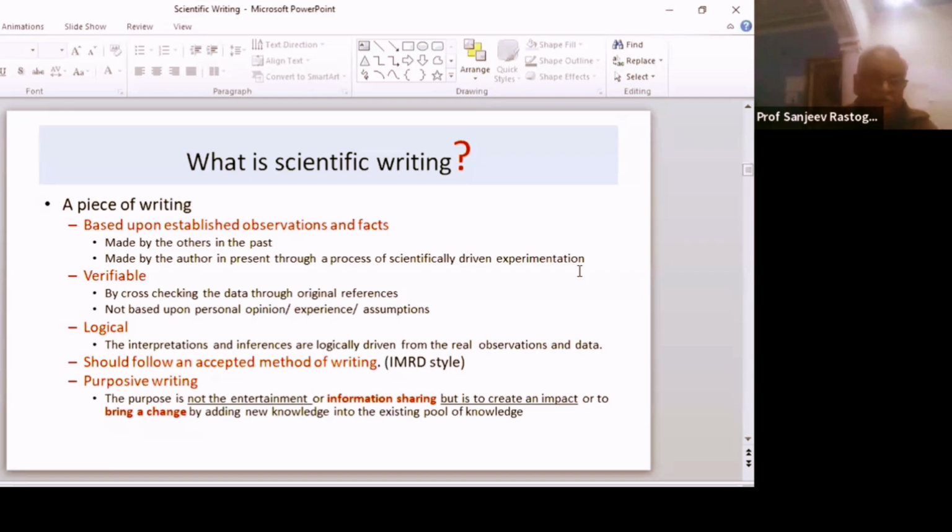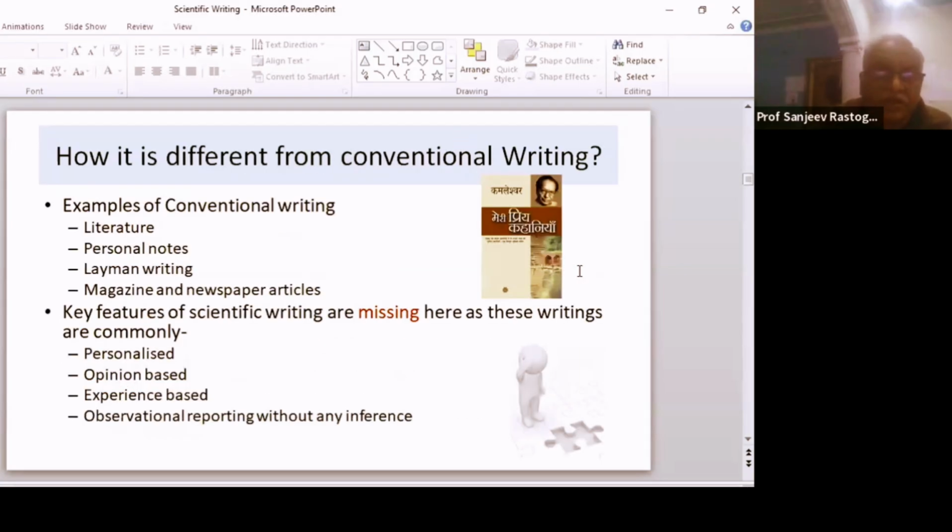The moment you start writing, it should have a clear objective of what you are writing for. So the purpose is not entertainment or information sharing, but to create an impact or bring a change by adding new knowledge into the existing pool of knowledge. This is something very peculiar to scientific writing, which makes it different from conventional writing.